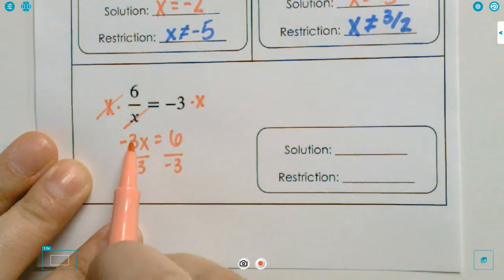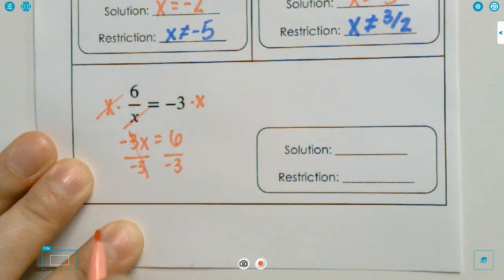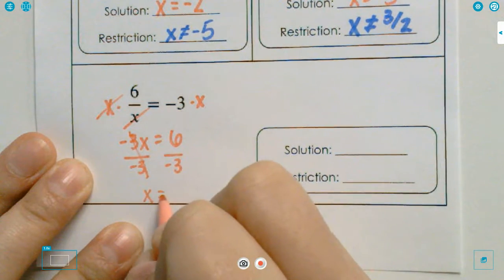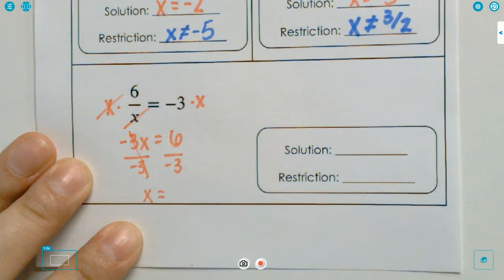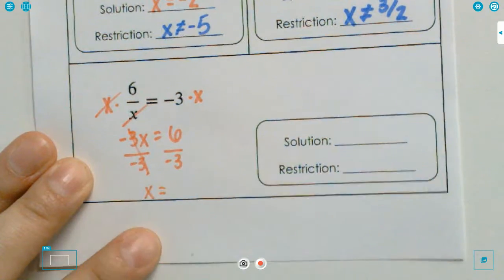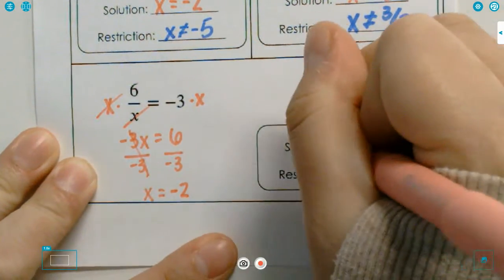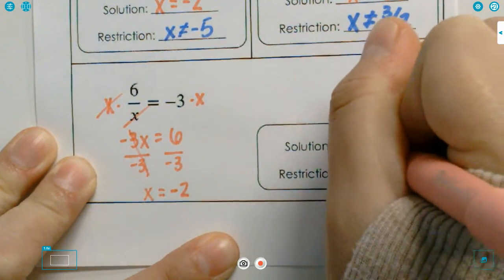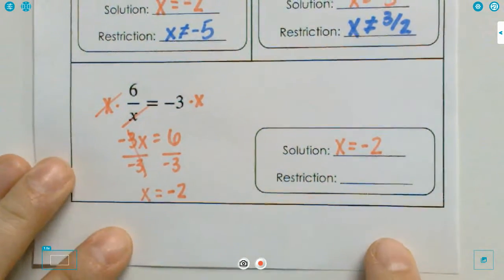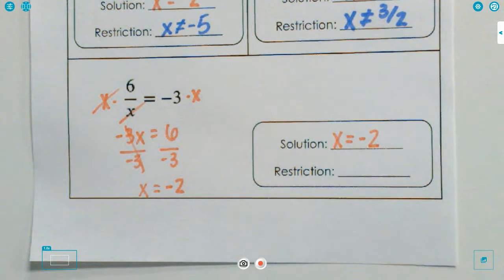Negative 3 over negative 3 cancels out. That's why we're dividing by it. So we get x equals 6 divided by negative 3 is negative 2. And that is our solution. So we can go ahead and put that on our solution line. Okay. Any questions about our solution?